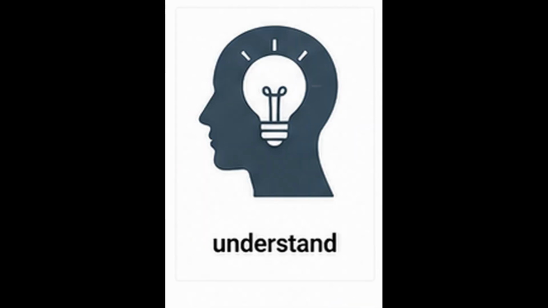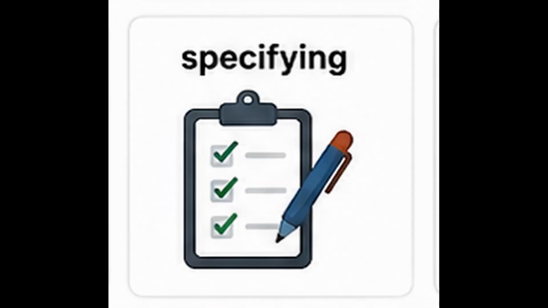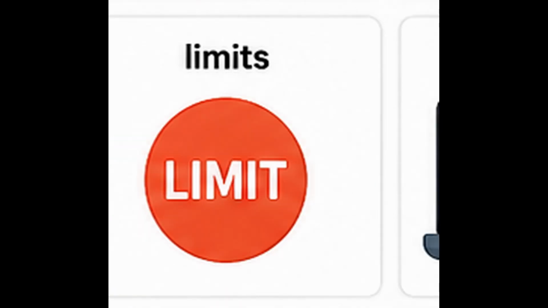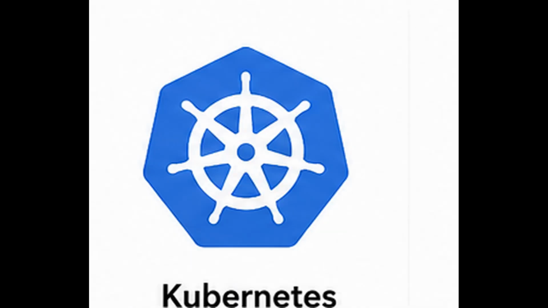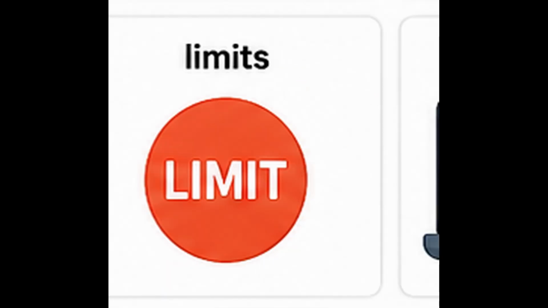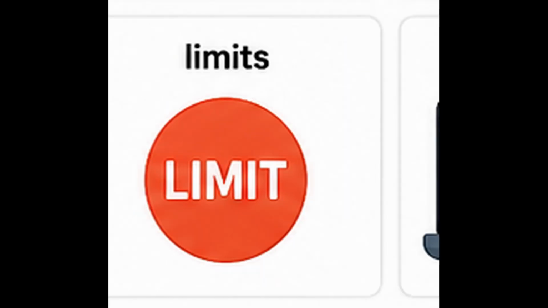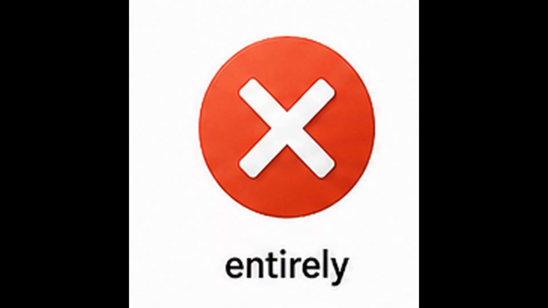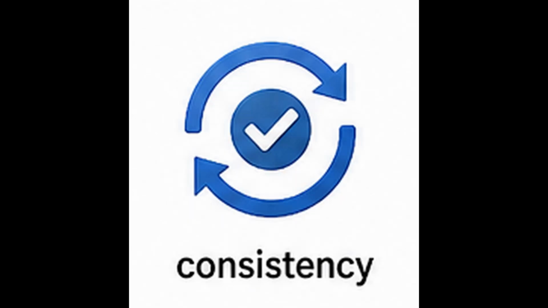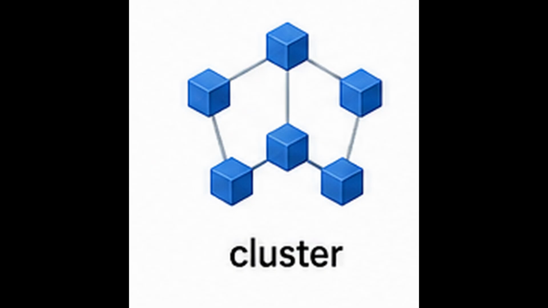Let's understand this with an example. Suppose a developer creates a pod without specifying CPU or memory limits. Technically, Kubernetes can allow it. But your organization may have a rule that every pod must have resource limits. An admission controller can automatically add those limits or reject the pod entirely. This helps maintain consistency and prevents bad configurations from entering the cluster.